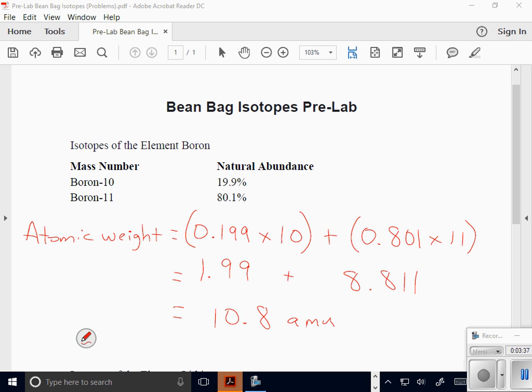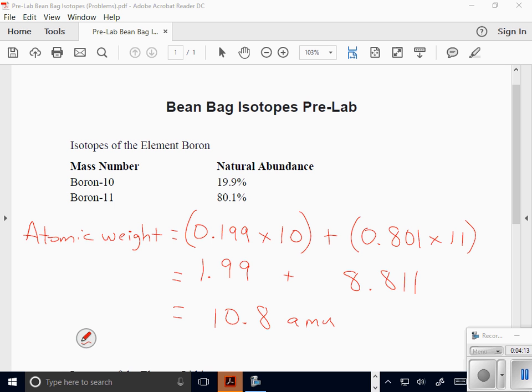And you don't know this yet, but that's labeled atomic mass units. Okay? And I rounded that to 3 sig figs. My exact number was 10.801. And as I look at the periodic table, the atomic weight is 10.811. So that was pretty close, wasn't it? Okay. Questions on that one?